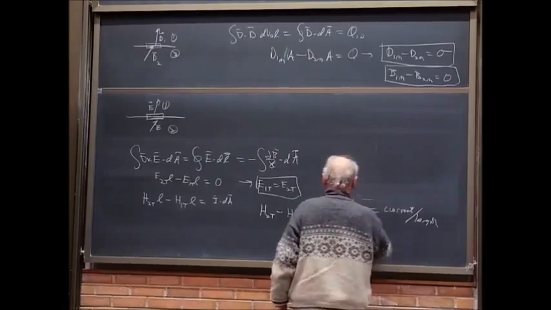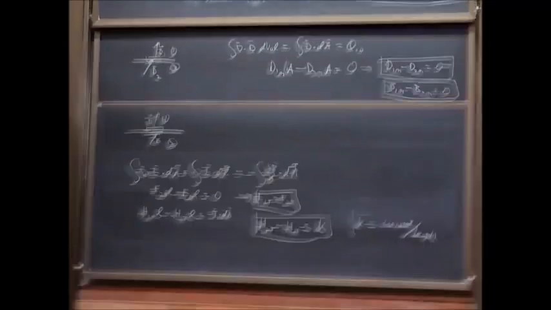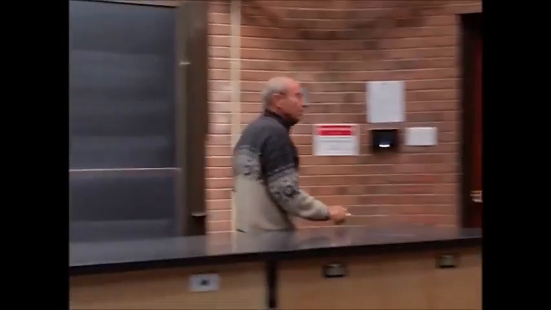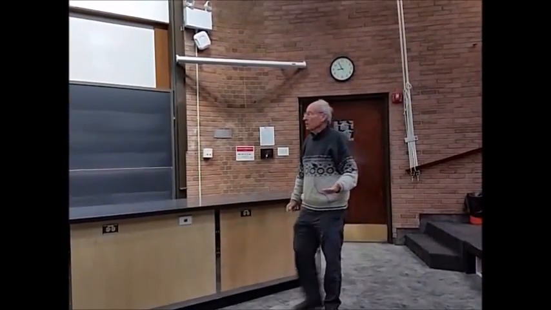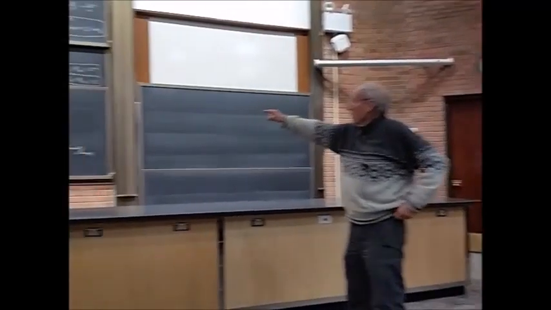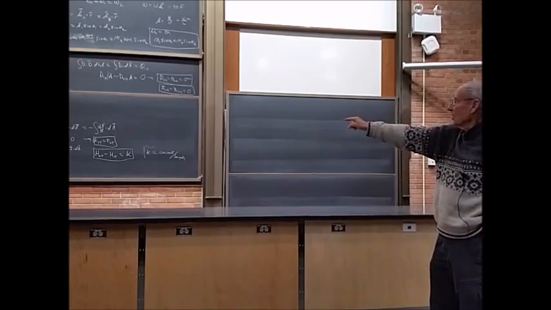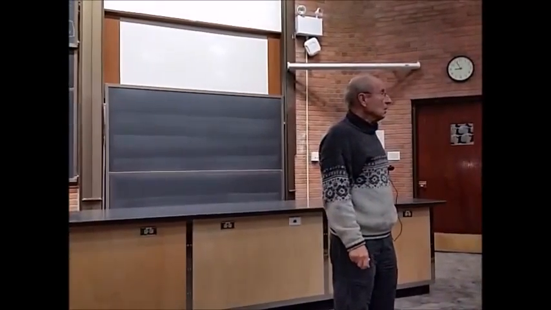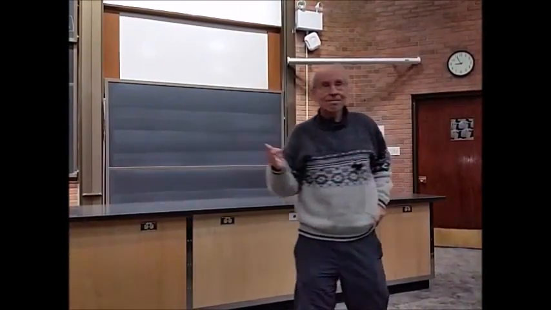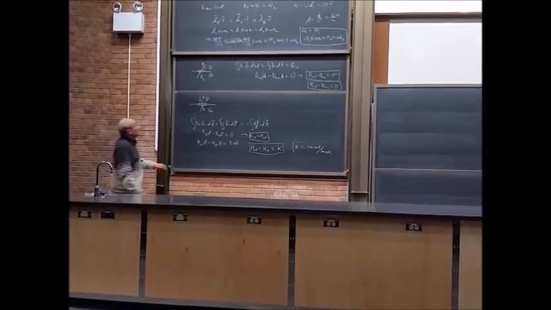Okay, so those are the four boundary conditions for electricity and magnetism. Now, in our problem, there's no charge density on the surface, and there's no current on the surface. So for us, we have to have each of these things continuous. D normal is continuous, B normal is continuous, E tangential is continuous, and H tangential is continuous. Okay with everybody? Okay. So this is going to give us four equations.